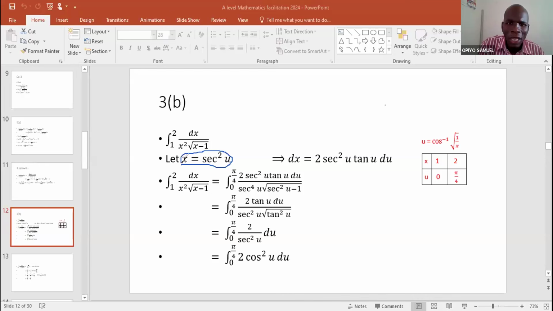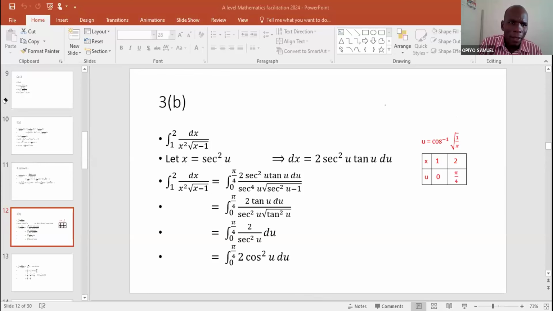Then when we differentiate, we get dx equals 2 sec squared u tan u du. Now, once you change variable where there are limits of integration, like in this case, you also need to change the limits. So you change the variable as well as the limits. That's why at the side in red, if you make u the subject, remember sec is 1 over cos, so u becomes cos inverse of square root of 1 over x.